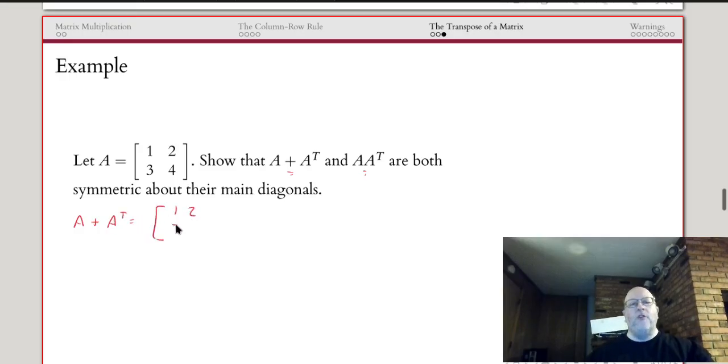will be 1, 2, 3, 4 plus, and then the transpose: the column 1, 3 becomes the row 1, 3, the column 2, 4 becomes the row 2, 4. And if we're just adding, the top row becomes 2, 5, and the bottom row becomes 5, 8. And this is symmetric about the main diagonal. We have a 5 on one side, and we have a 5 on the other side to match. That's symmetry.